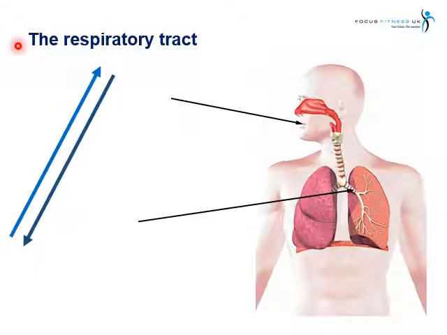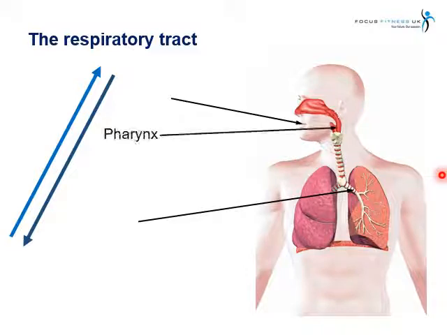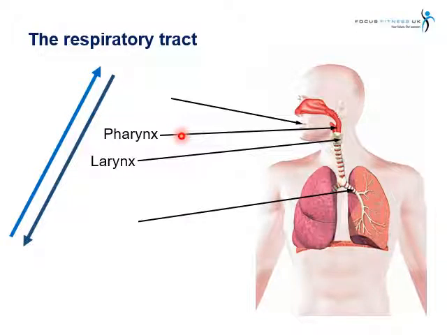So let's learn about the respiratory tract. You can see it here in the way it's laid out, so you can see how air would move in and out like a tide. So if we label some of these, you'll see the air comes in the nose and mouth, moves into the pharynx, which is the back of the throat, then the larynx, which is your voice box.